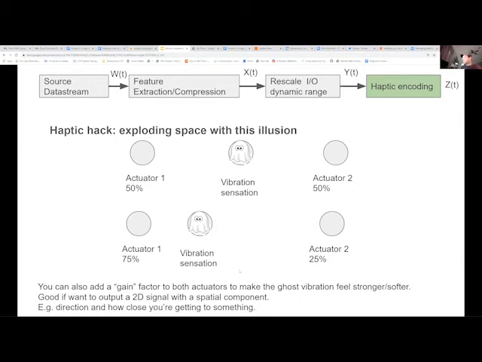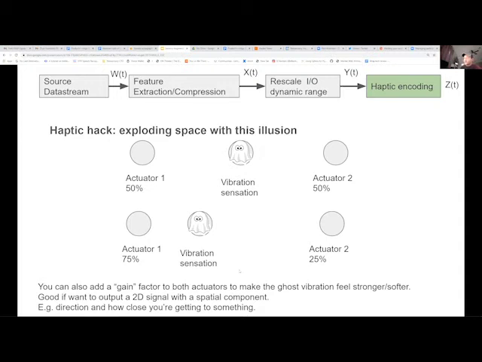The idea is that if you turn two adjacent actuators on in some proportion, you can create phantom vibration sensations between those two actuators. So for example, if you turn on actuator 1 at 50% and actuator 2 at 50%, you'll feel a vibration interpolated somewhere in between the two. And you can move that around by adjusting these proportions. So you can turn on one at 75%, the other at 25%, and that will bias where that phantom vibration occurs somewhere in between, more towards the stronger vibration.